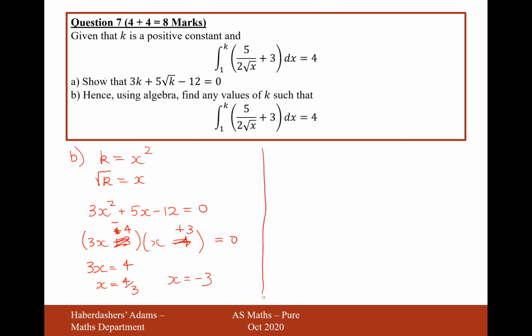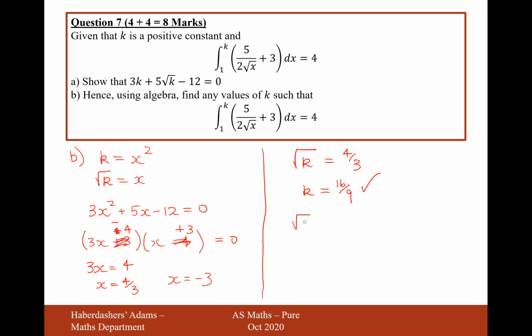Now we need to go back and work out what k is equal to. So, given that root k equals 4/3, let's work out now what k is going to be equal to. So that will equal 16 over 9. So that's fine, that's one solution. And it's bigger than 1, so that's a good solution as well.